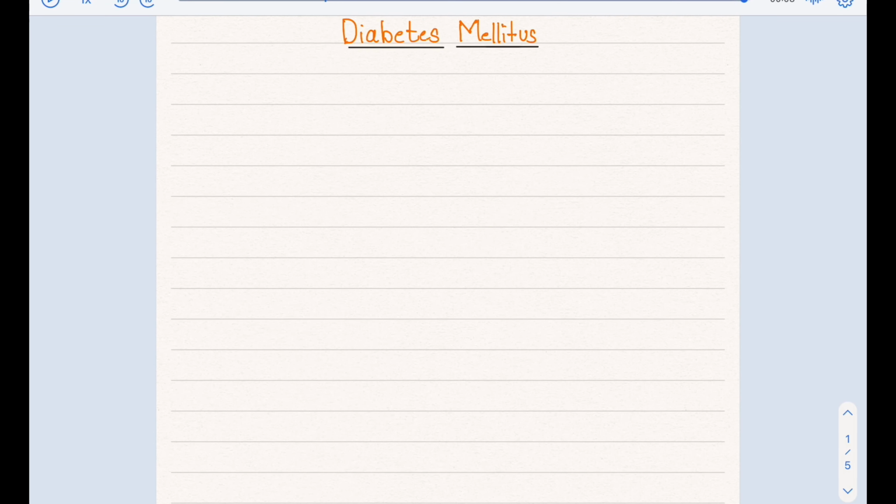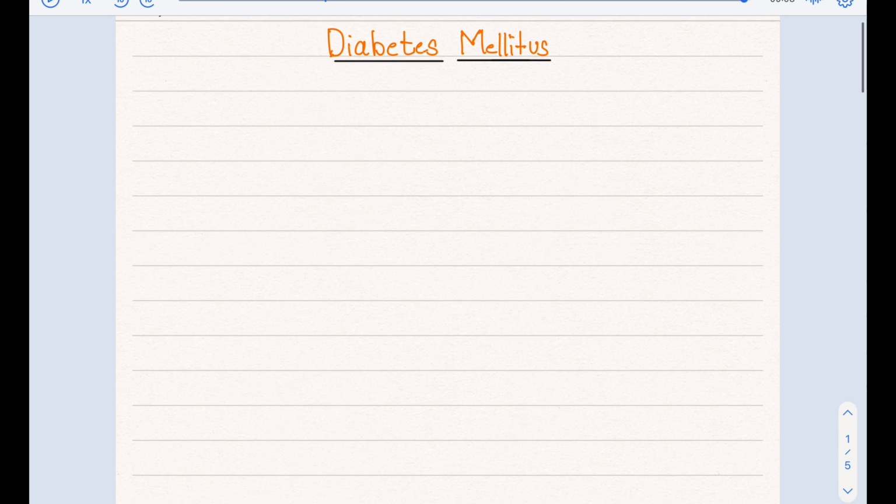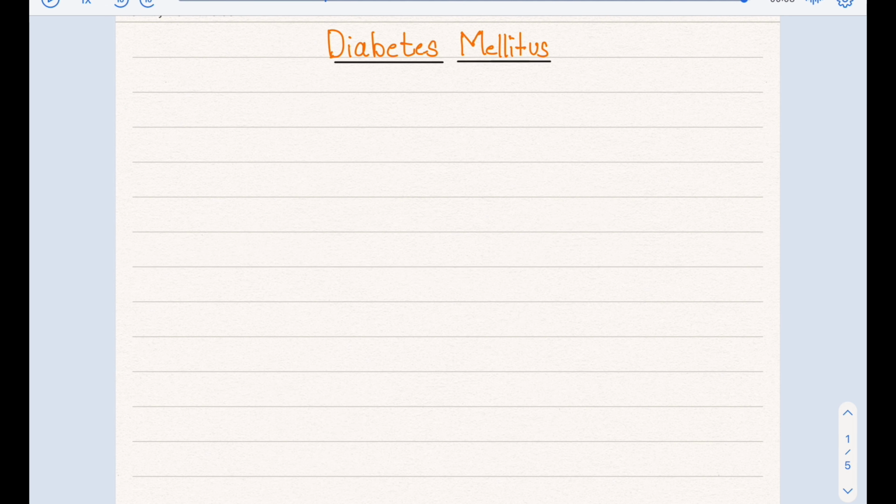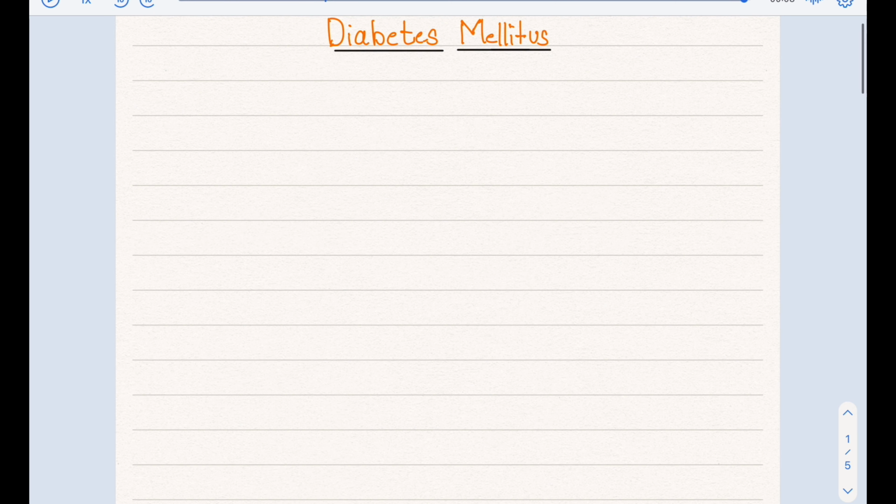So let's talk about diabetes mellitus. We know that in diabetes mellitus, the patients present with hyperglycemia, that is the elevated glucose level in the blood. But it is actually a chronic metabolic disorder of carbohydrate, fat, and protein.